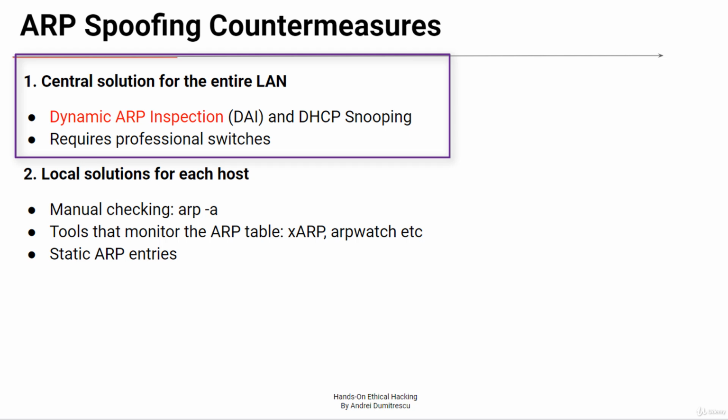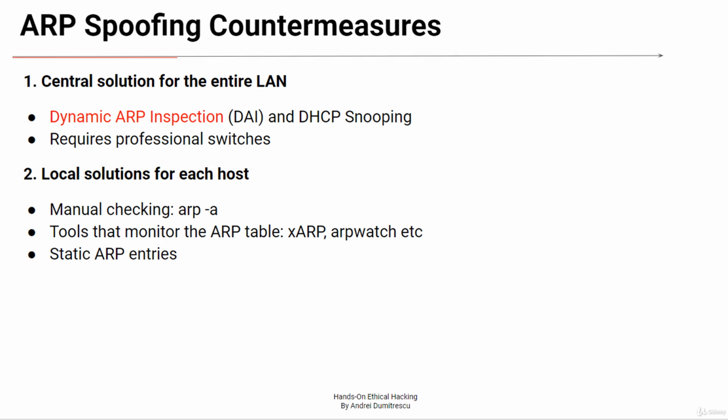I will not show you how to configure it because it's not the purpose of this lecture, but I'll attach a full documentation of how to do it as a resource for this lecture. Besides Dynamic ARP Inspection, which is a solution for enterprise networks and involves expensive switches, there are also local solutions that can be applied to each individual host. Let's take a look at these solutions.